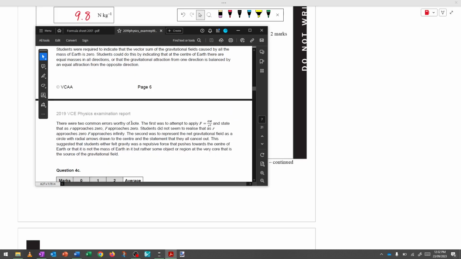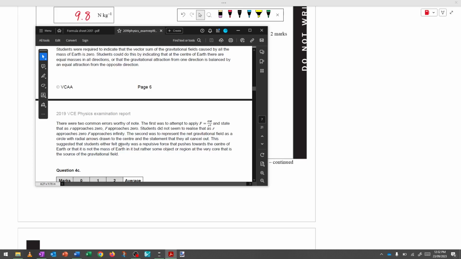There were 2 common errors worthy of note. The first was to attempt to apply that and state that as r approaches 0, f approaches 0. Well, that's wrong. If r becomes 0, f becomes infinity. The second was to represent the net gravitational field as a circle with radial arrows drawn to the center and the statement that they all cancel out. No, that's not what I did. That's a different thing.